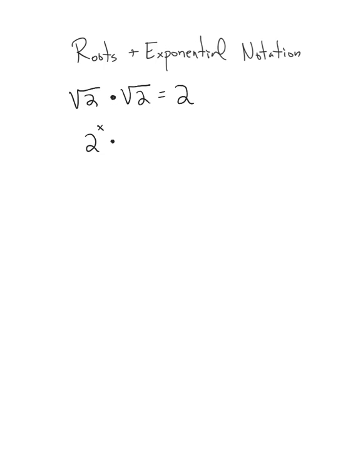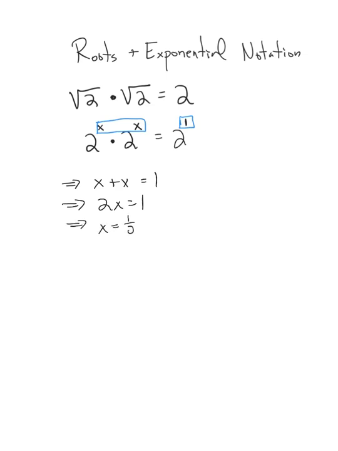So 2 to the x times 2 to the x, we have to figure out what x is to mean the square root of 2. But I know 2 is the same as 2 to the 1. So I know the rules for exponents, so if I add up the exponents, I should get the simplified version of it. So x plus x equals 1. So 2x equals 1. Divide both sides by 2. We get x equals a half.